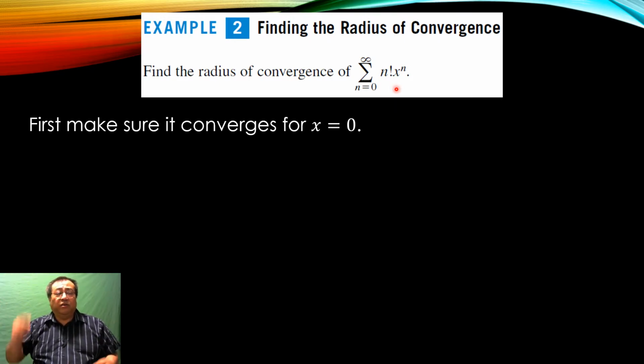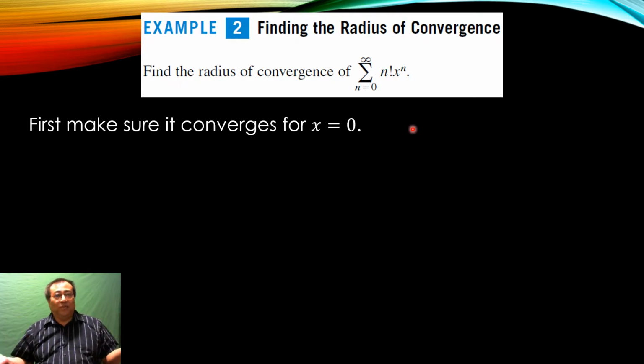The whole idea of radius of convergence means that there are going to be some values of x where this series doesn't work. Maybe it only works between -1 and 1, or maybe it works for all values of x, or maybe it only works for one value of x. So when we talk about the radius of convergence, we're talking about for what values of x does this series have a numerical answer. All right, so we're going to first make sure it converges for x equals 0.